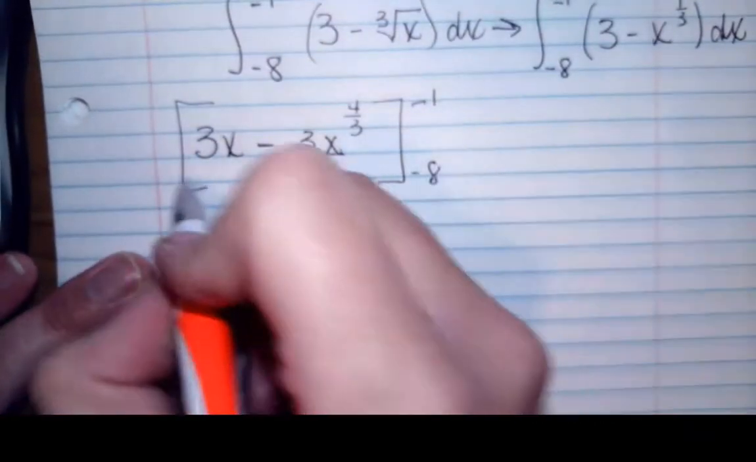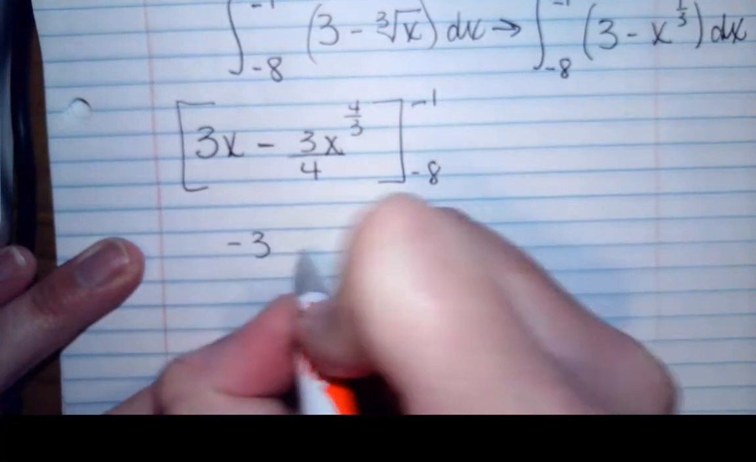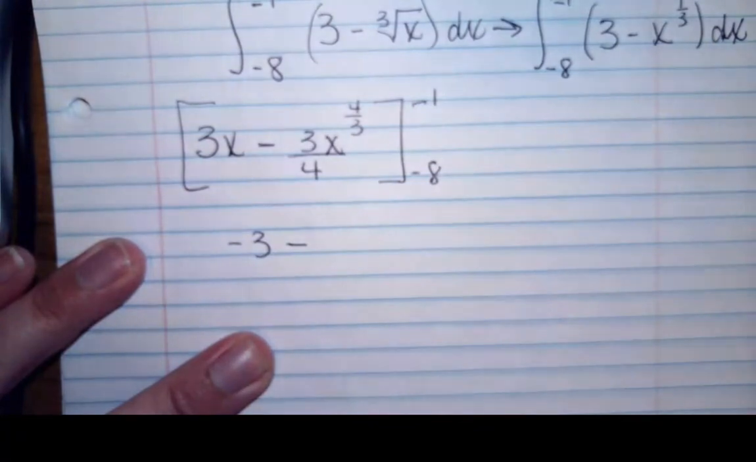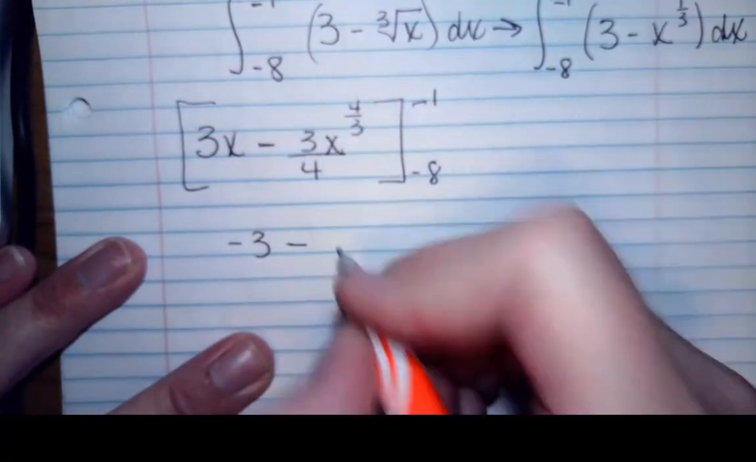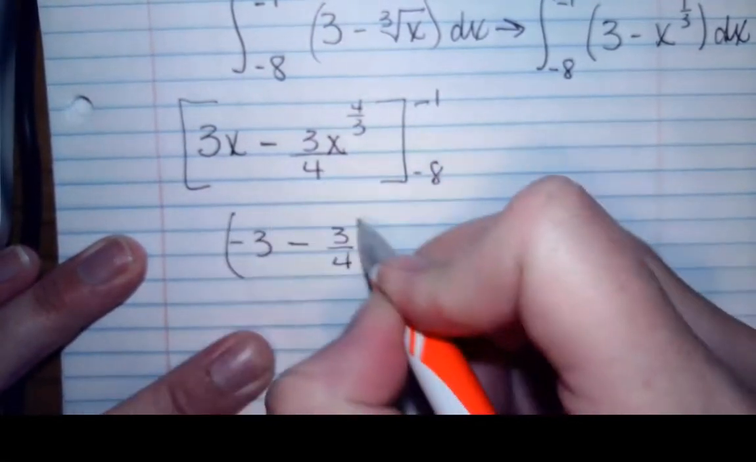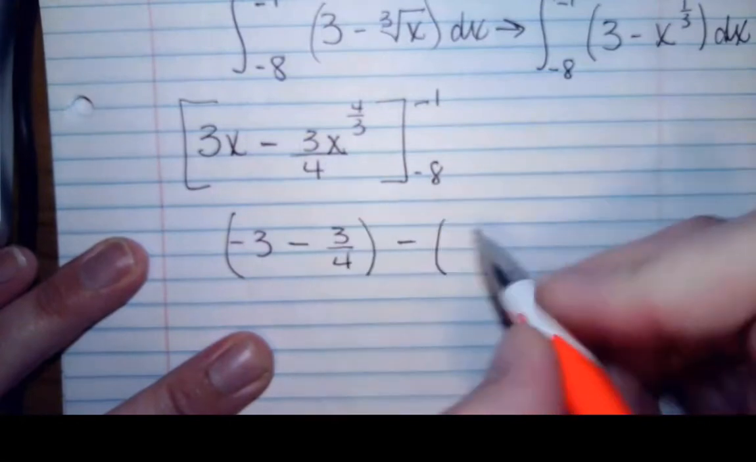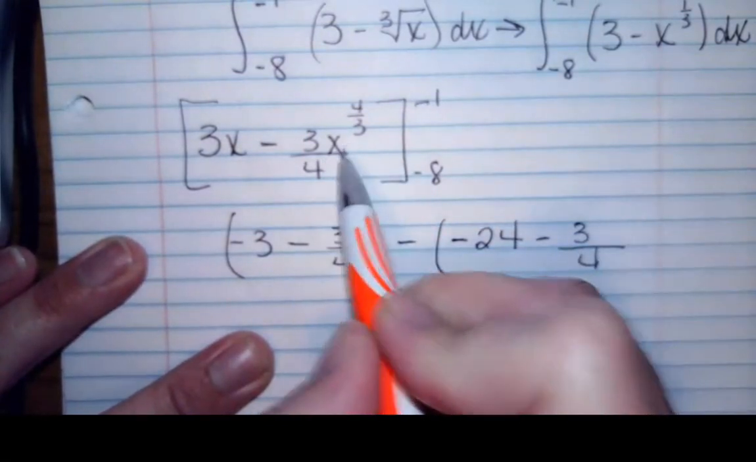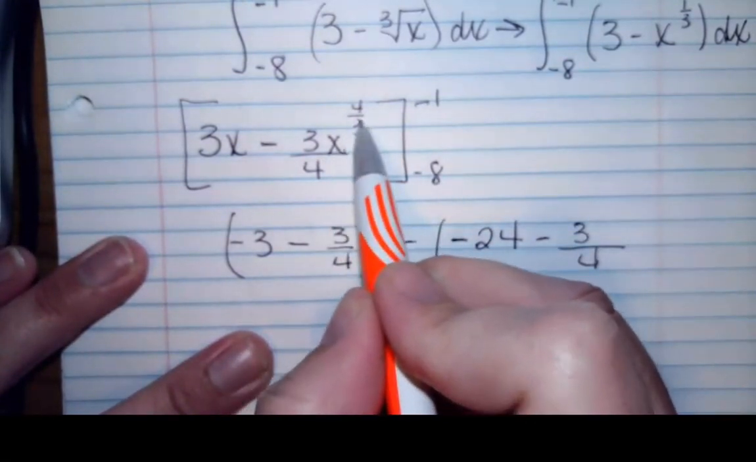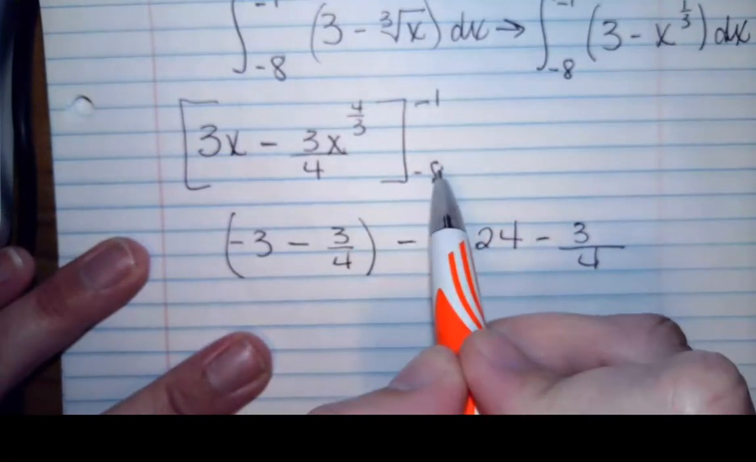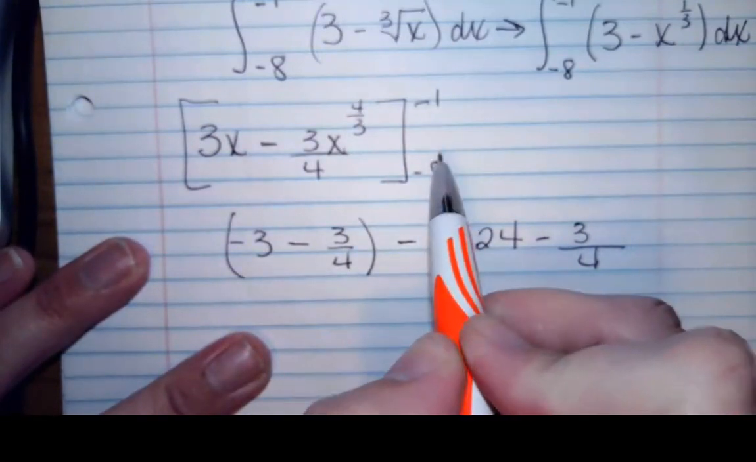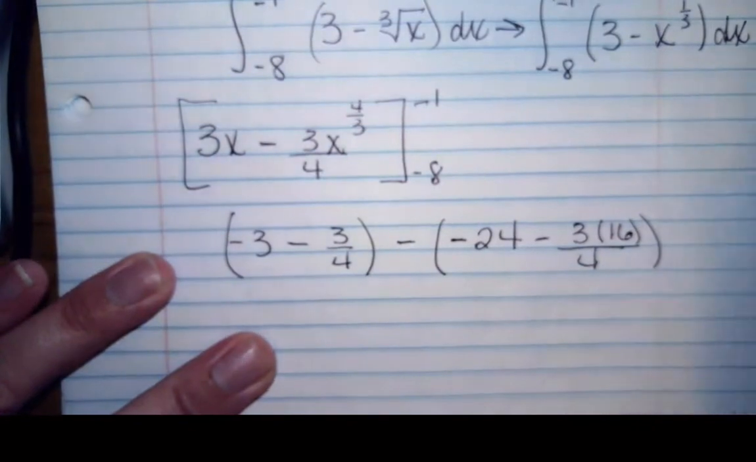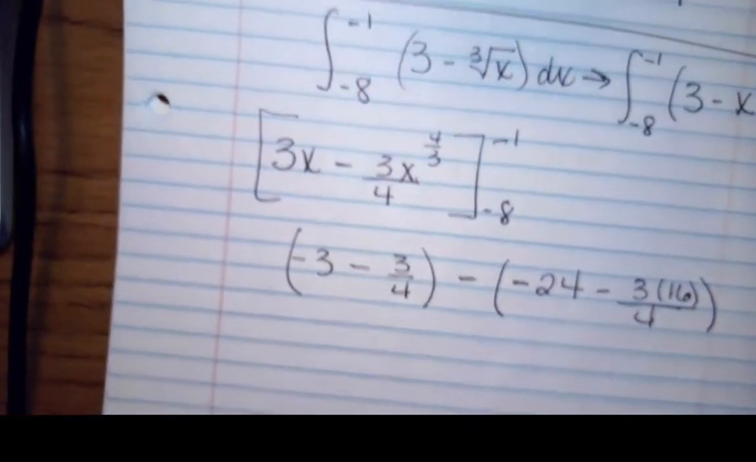Okay, so going from -8 to -1, do the top one first. So if I evaluate at -1, 3 times -1 is -3, minus -1 to the 4th power is +1, and its cubed root is +1. So that's just minus 3/4. Minus, evaluate at -8, so 3 times -8 is -24, minus, and then if I take the cubed root, I'm going to do the root first, the cubed root of -8 is -2. -2 to the 4th is 16.